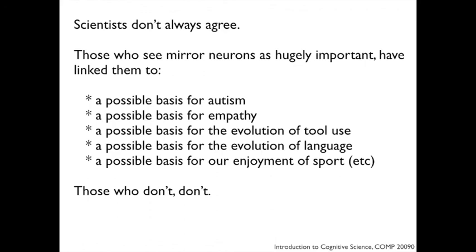So we're just going to leave the mirror neuron controversy there behind us, but it is clear that interpreting what's going on in the brain is a bit of a black art. It's very, very difficult. And what you see in there is going to be hugely determined by what you think the brain is in the first place.